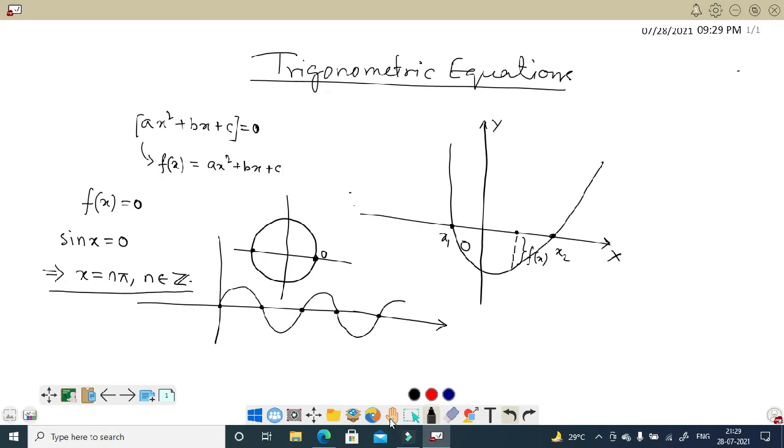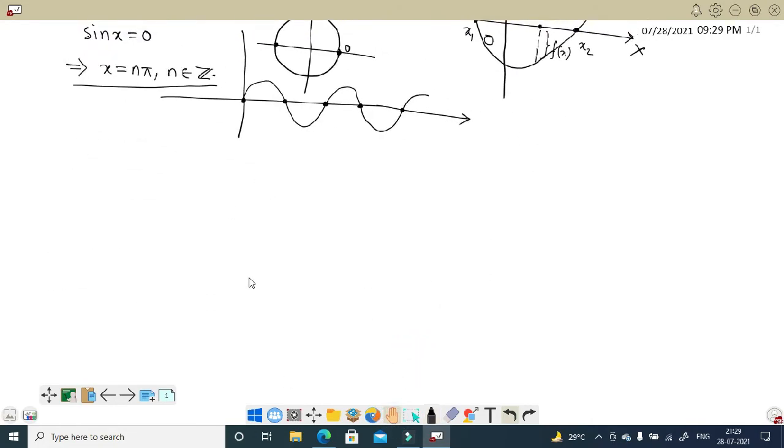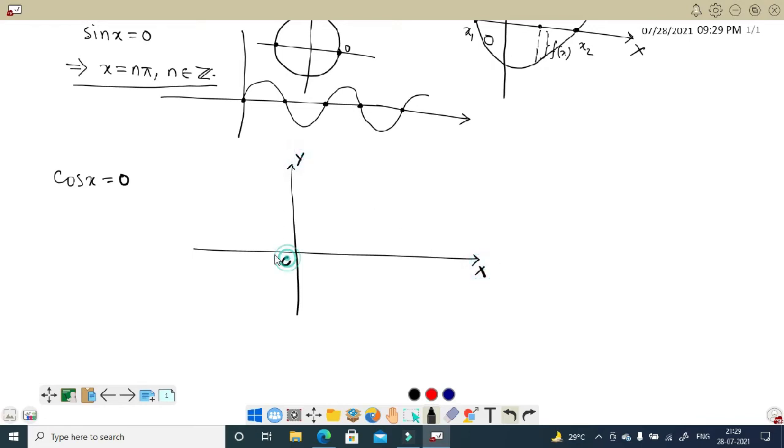So in the same way, if we are looking for the solutions of cos x is equal to 0, we can do the same thing. For the equation cos x equal to 0, we will just have to draw the graph of cos x, and then we have to look for the x-intercepts. So the graph of cos x will start from the y-axis, then it will be something like this. So you can easily see these are the points of intersection. At each point of intersection we will be having a solution.